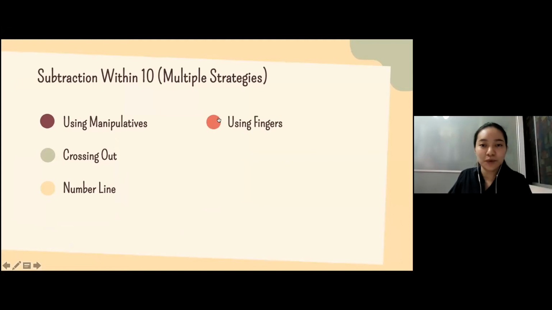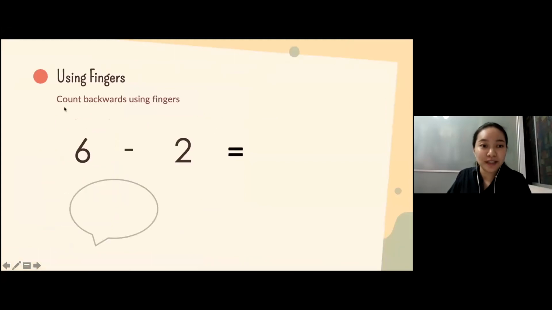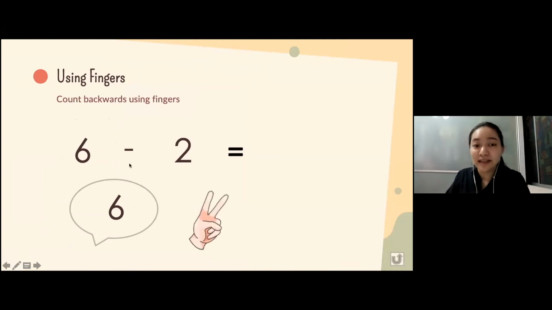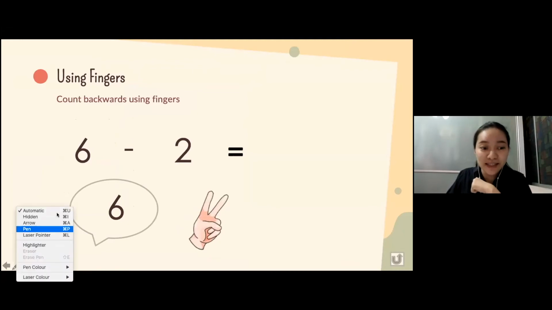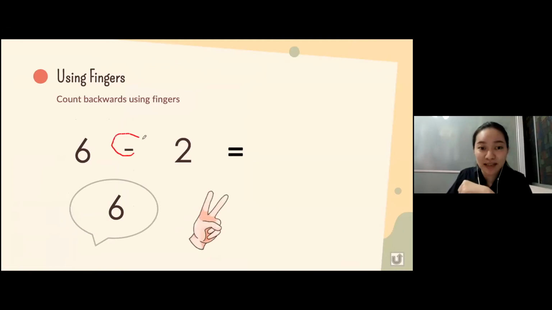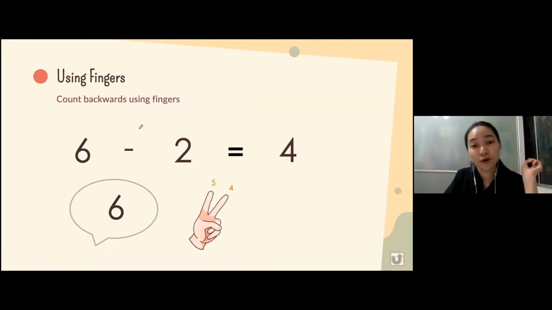And then we will be using fingers. Like just now, we used fingers to count on, this time to count back. So let's see, 6 minus 2, bigger number, 6. So how many fingers do we need to put out? We need to put out 2 fingers. Remind them, this is a minus. Minus means we go back. The number gets smaller. So 6, 5, 4. So the answer is 4.